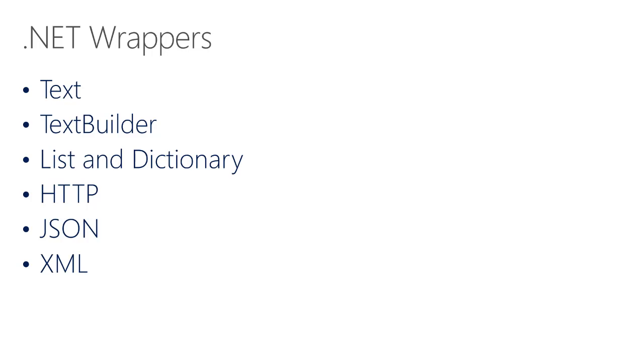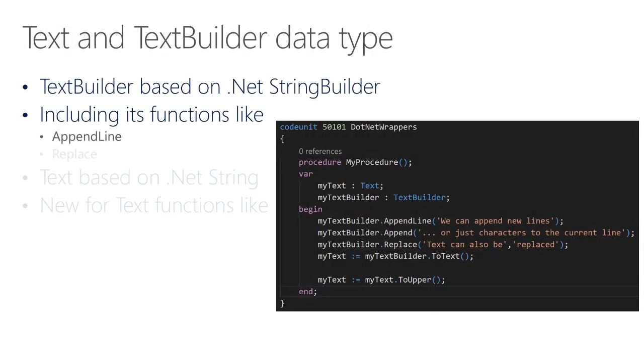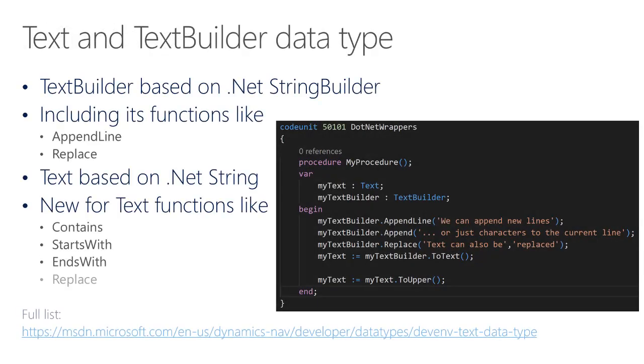And I'm going to give you an example of all the ones that are listed here. So we're going to get started with the text and the text builder data type. The text builder is based on the .NET string builder, so all the functions in there you will recognize. It includes functions like append line and replace.